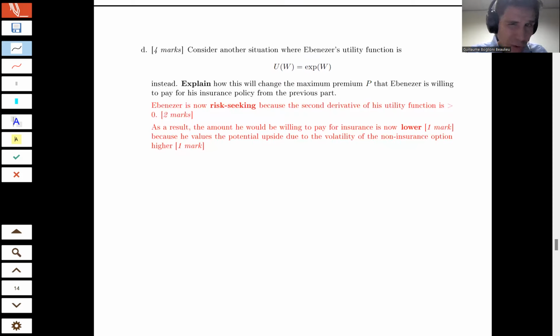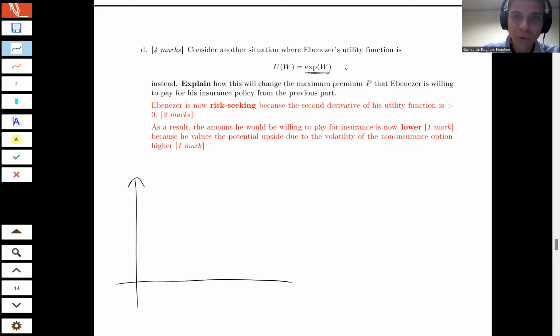Consider another situation where Ebenezer's utility is now this function, the exponential of W. Explain how this will change the maximum premium P that Ebenezer is willing to pay for his insurance policy from the previous part. Now here, this is just a conceptual point. Of course, exponential of W is now a convex function, meaning that the overall shape will be like this. Okay, it increases, but it increases at an increasing rate. So it is convex.